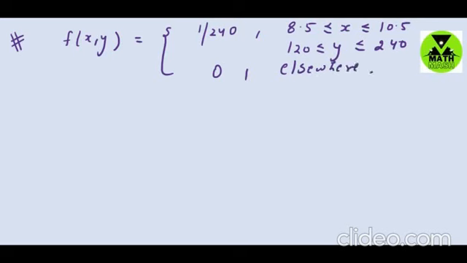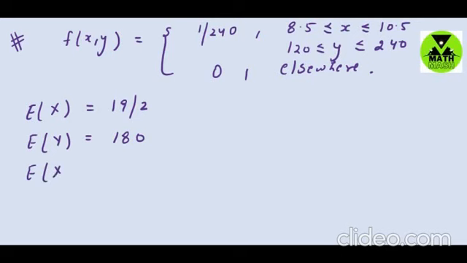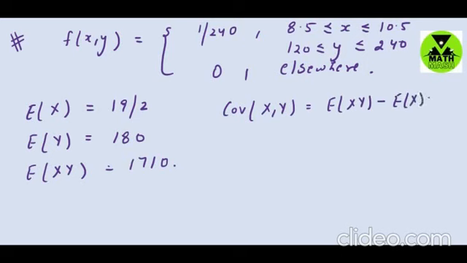joint probability density function, we have already computed the expected value of x, which is equal to 19 by 2, expected value of y, which is equal to 180, and expected value of xy, which is coming out to be 1710. So now for this case, what is the covariance? Covariance of xy is equal to expected value of xy minus expected value of x into expected value of y. Simply substitute these values.